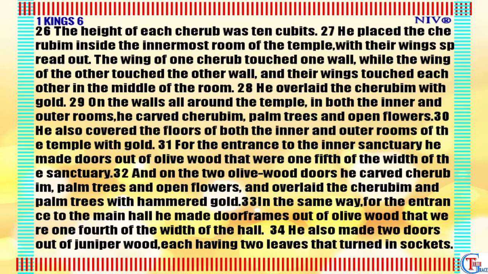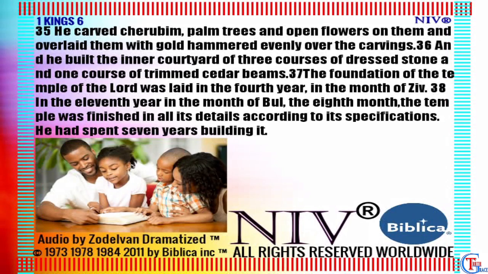In the same way, for the entrance to the main hall, he made door frames out of olive wood that were 1/4 of the width of the hall. He also made 2 doors out of juniper wood, each having 2 leaves that turned in sockets. He carved cherubim, palm trees, and open flowers on them, and overlaid them with gold hammered evenly over the carvings.